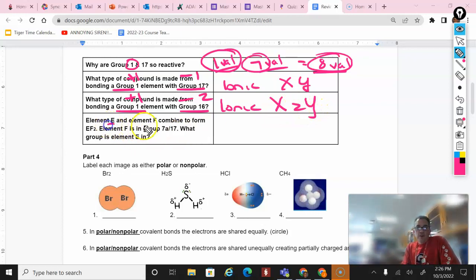And then finally, if element E and F combine to form EF2, so if F was in group 17, where would element E be? All right, so if it's in group 17, then it's going to have a charge of -1. If we did some backwards crisscrossing in order to get, hang on just a second.